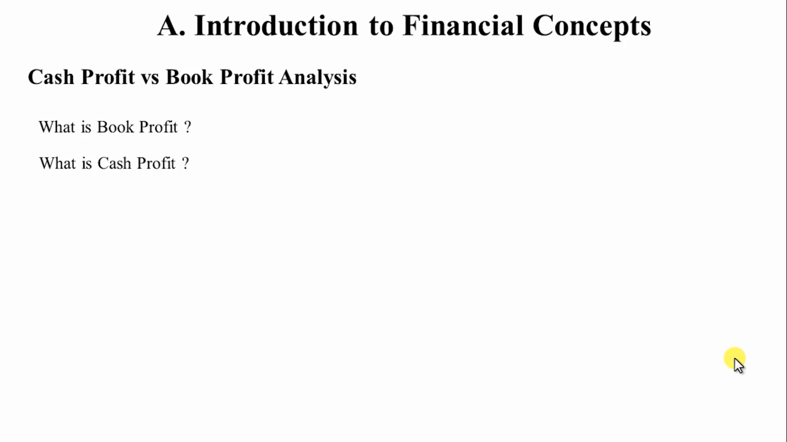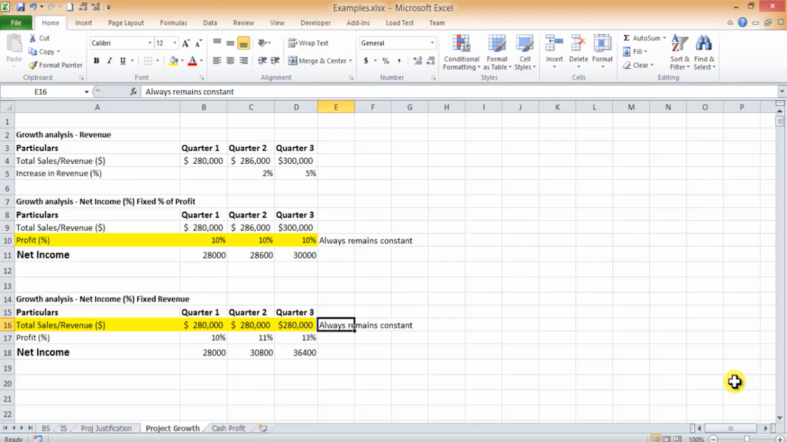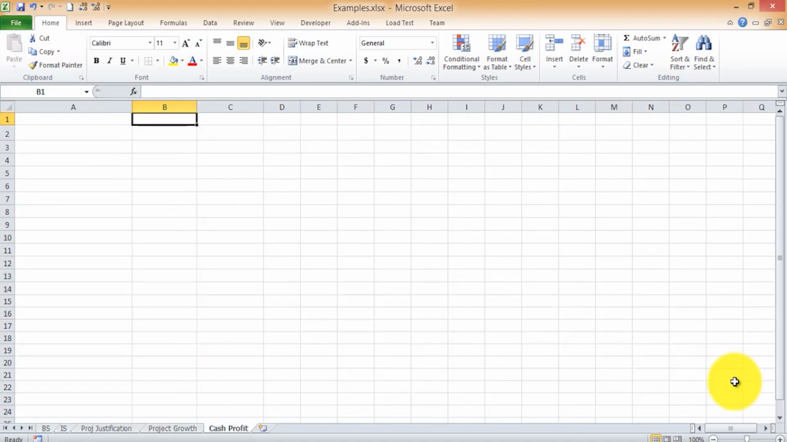Now, I hope till now you got the point that both systems will result in different profit amounts for any entity. What is the importance of knowing both? We'll look at an example, and that will give you a clear insight into the need for understanding both the cash profit as well as the book profit. One second, I'll just make one quick change over here because you will need these files for your record.